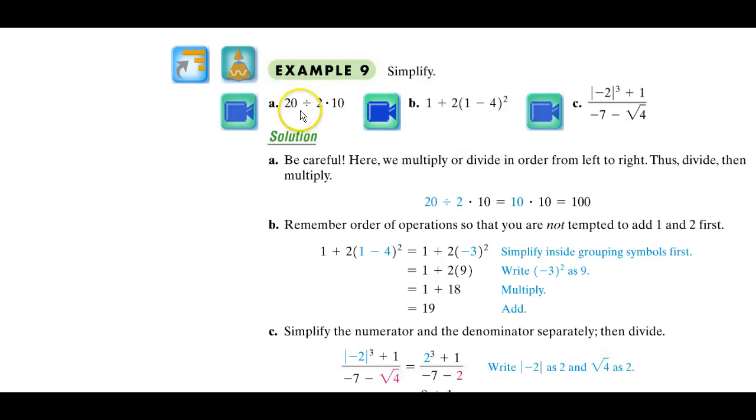So what do we do first here? Do we multiply or divide? Well, what's on the left is division. So we're going to do the division first. So we divide by 2, get 10. Then multiply by 10 and get 100.